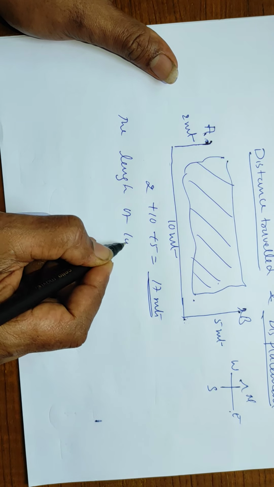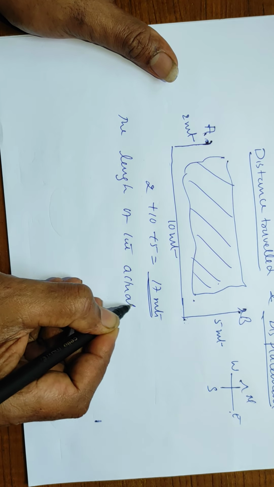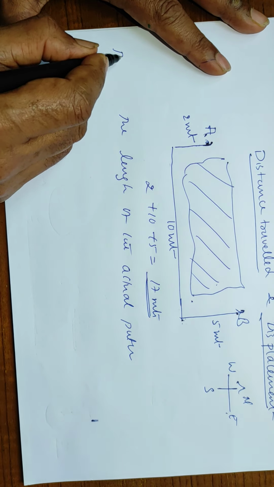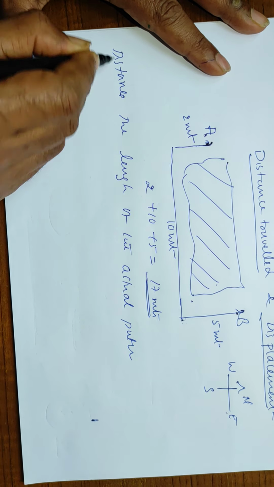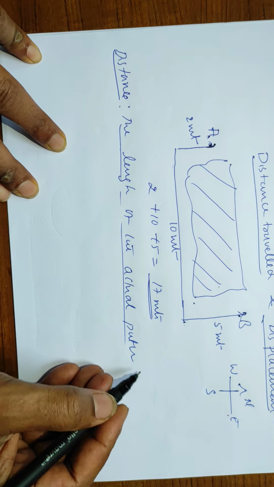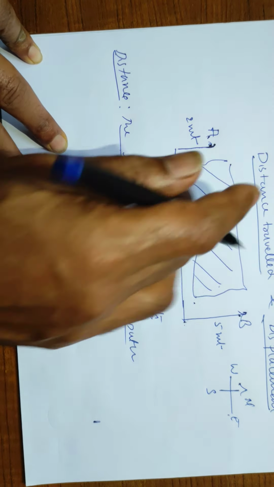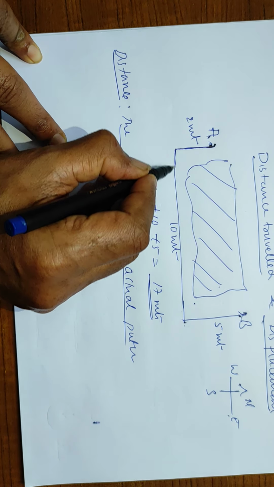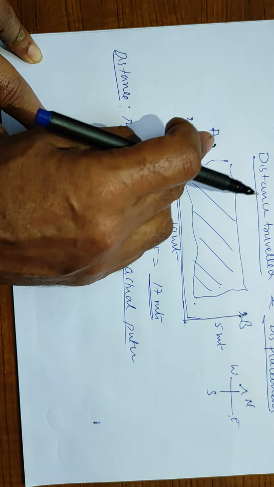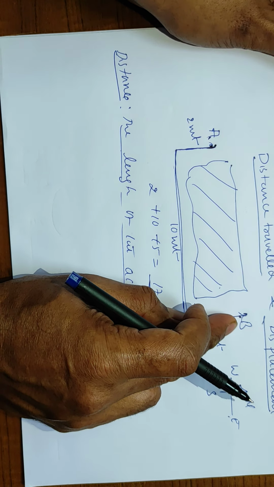The length of the actual path is called distance traveled. That's all. Here it is a scalar quantity once again, because the length can be measured. The total length of the actual path can be measured.